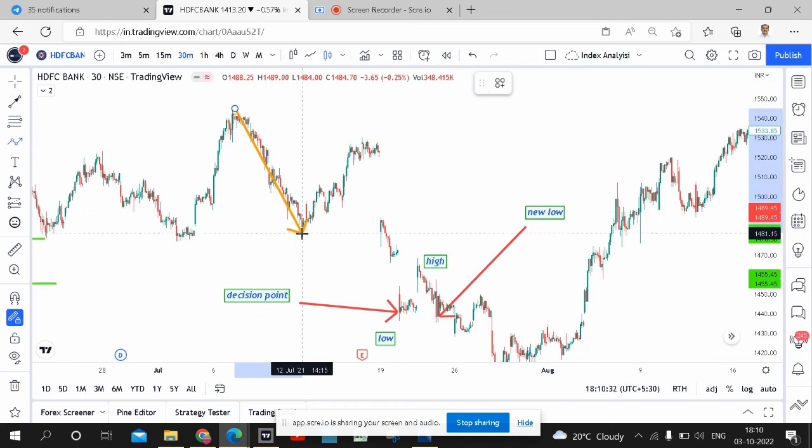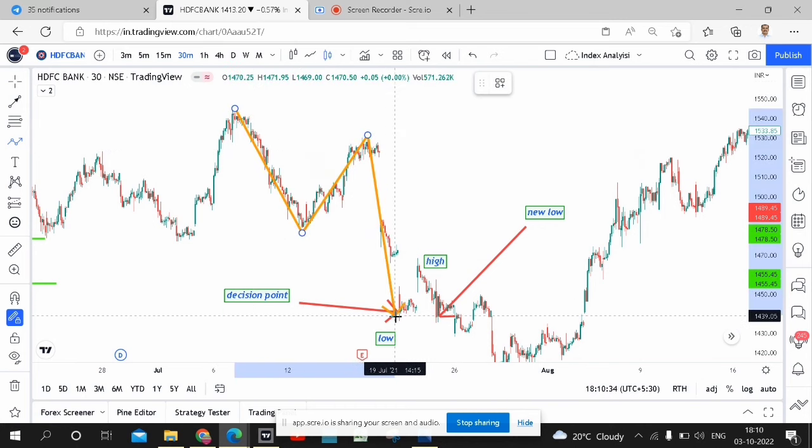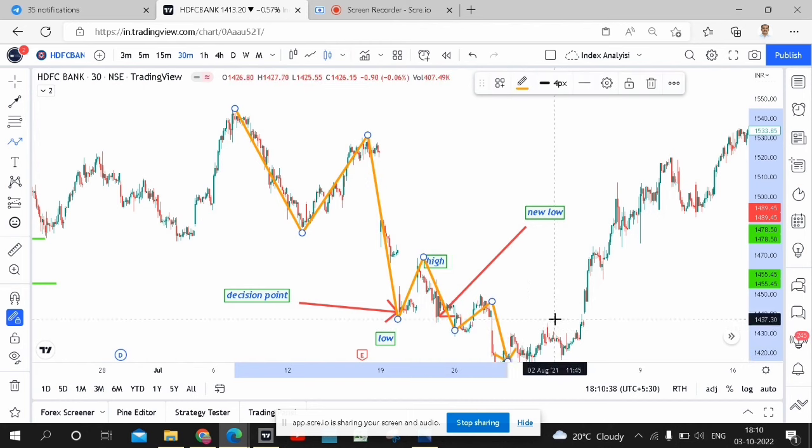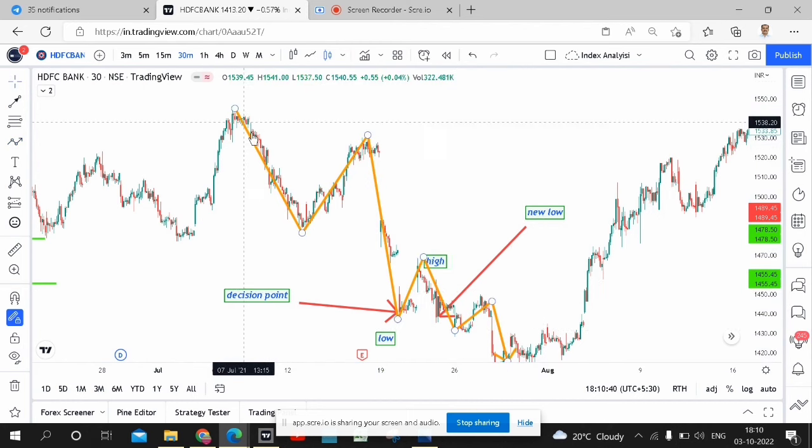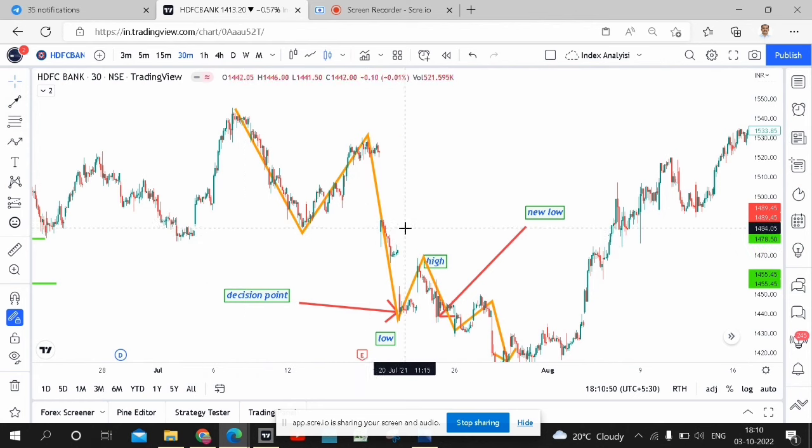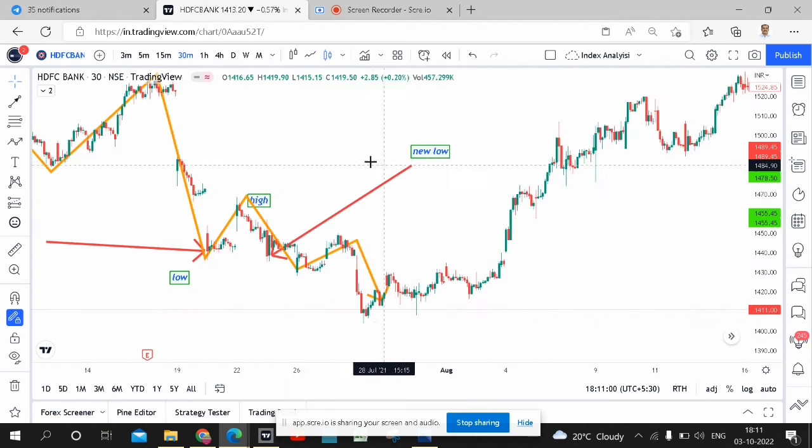Okay, so this is what it is. High point, decision point. This is my decision point. Whenever the market closes below this, I need to initiate a trade here. The market did not come up for a pullback. So if I initiate a trade here, the stop loss will be very high. So I look for the next opportunity.